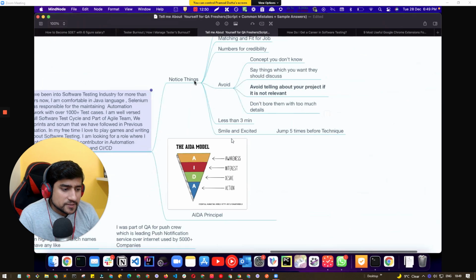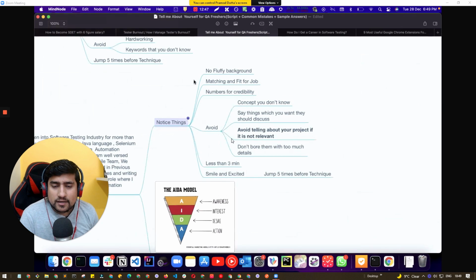Now notice the things you have said. You have said no fluffy background. You are not saying any fluffy things. You are matching and fitting for the job. You are basically including keywords, right? You are matching correctly. You are increasing your credibility by saying the numbers that I have told you, right? You are basically saying that I have done this, Selenium, Agile, and other things, and everything you had included.